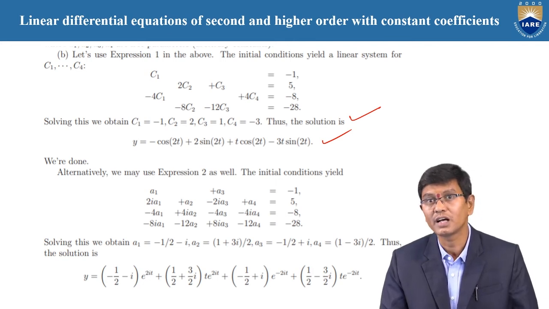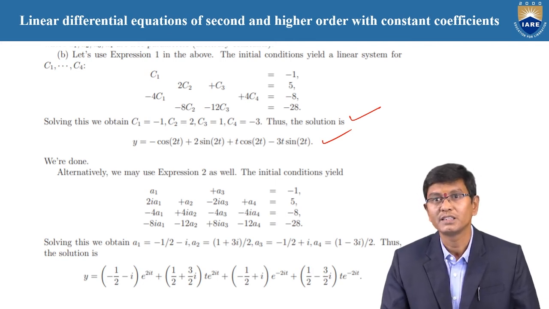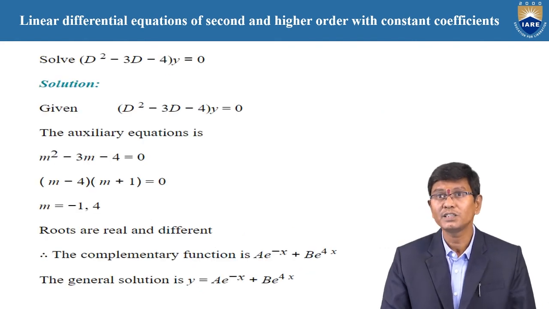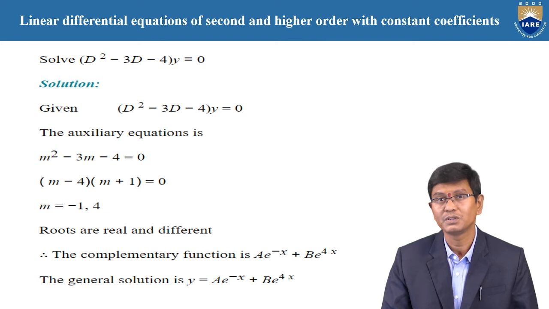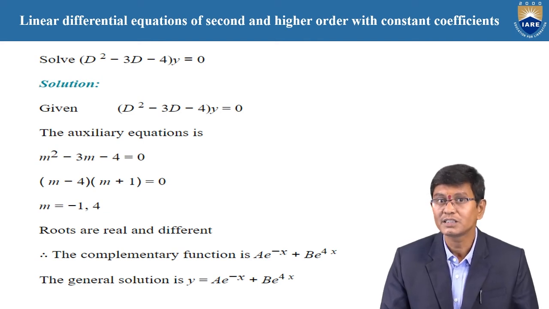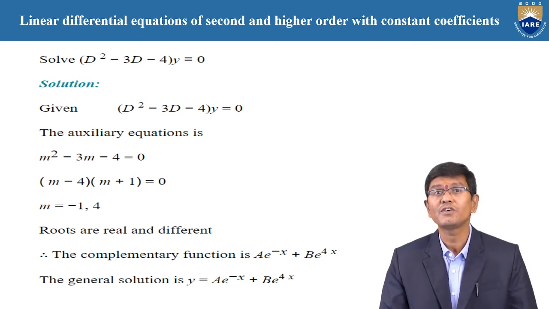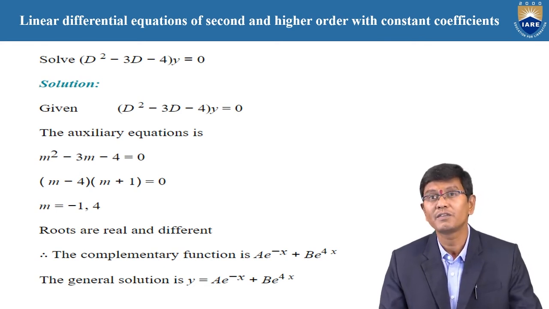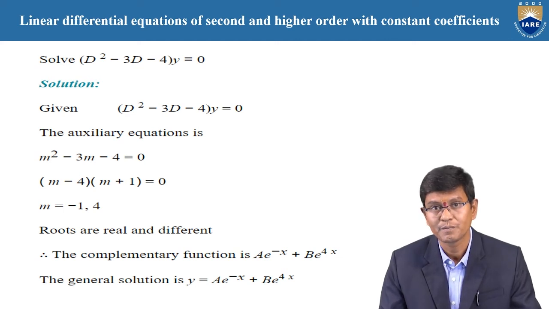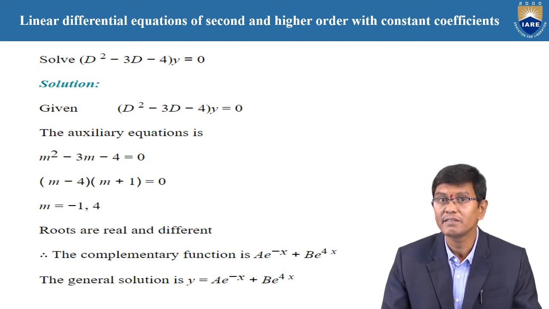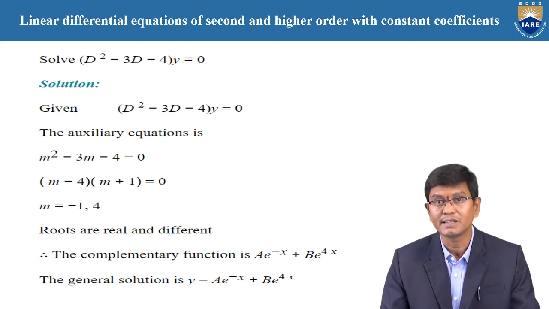And here also another method is available, but it is not the same. Next one, solve (D square minus 3D minus 4) y is equal to 0. We will discuss it using the operator form as well as the auxiliary equation. The operator form is nothing but replacing D by d/dx, that is dy by dx. Therefore, the problem is given in operator form, and we need to write the auxiliary equation.